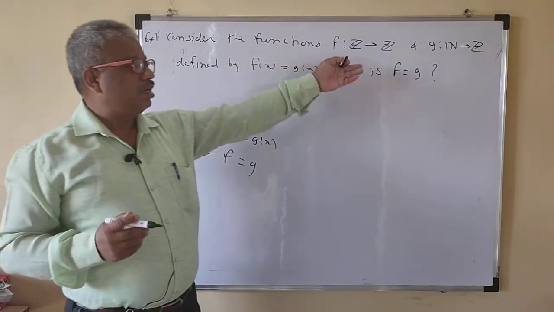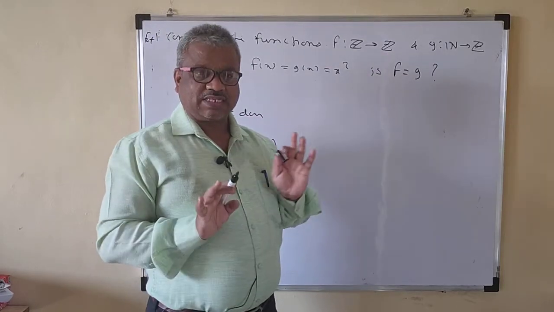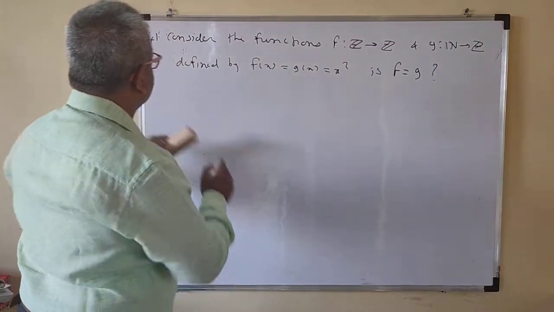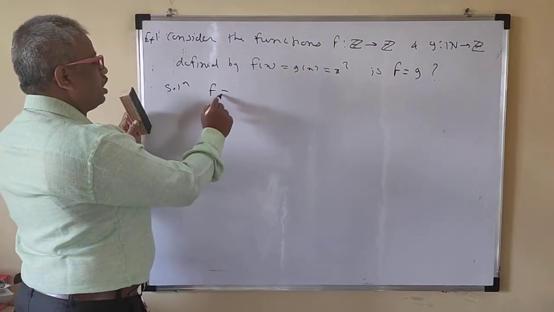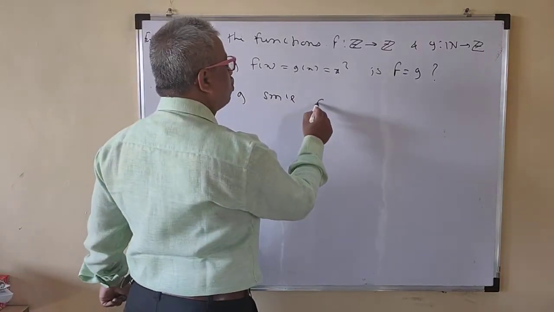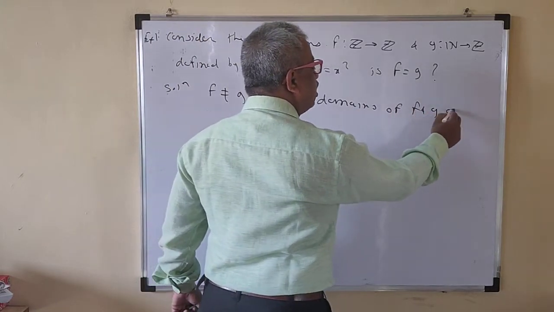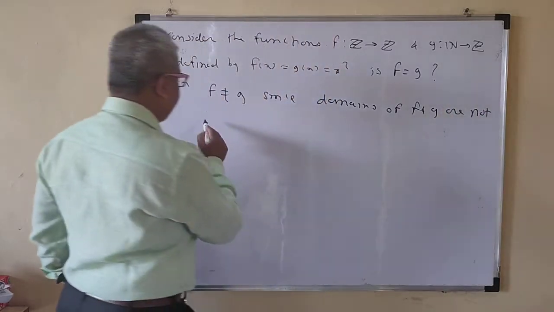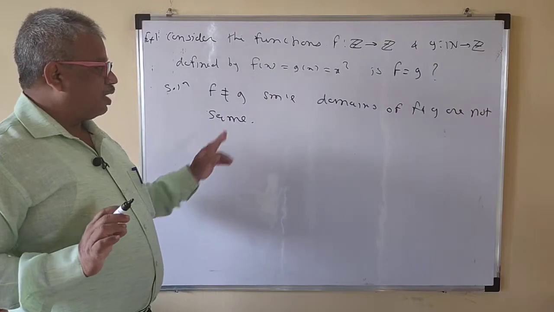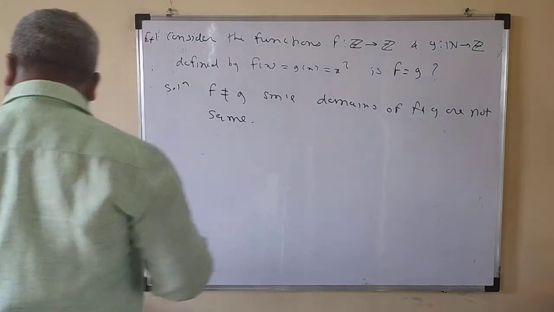Now see here, clearly the domains and codomains are not the same. Their codomains are the same, but their domains are not the same. So solution: f is not equal to g, since the domains of f and g are not the same. Although the formulas are the same, the domains are not the same, which means these two functions are not equal.